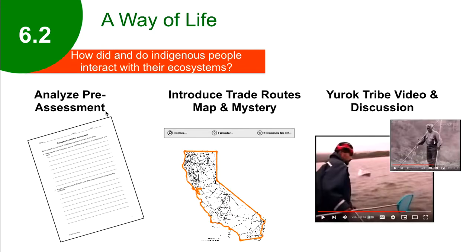In Lesson 2, we analyze the results of the pre-assessment and then jump into looking at the trade routes map. What patterns do we notice? Why does it look this way? We'll analyze it more tomorrow, but first, we get some context about the Yurok tribe of Native Americans from a video.